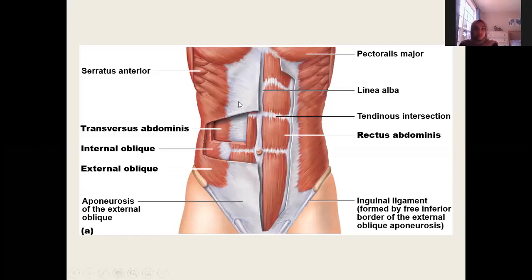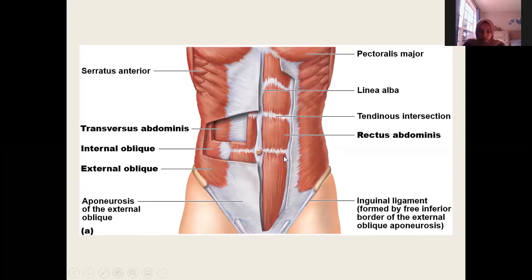Then you have those aponeuroses, which are sheets of connective tissue. And so this whole thing is an aponeurosis. If it wasn't cut away at all, you see aponeurosis of the external oblique. And then you should have one of the internal regions as well.